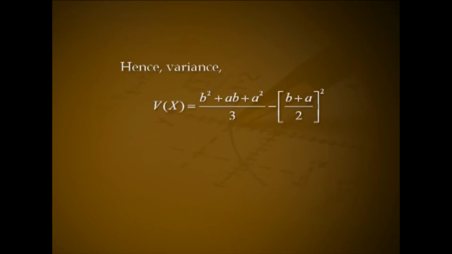Hence, variance V(x) equals (b² + ab + a²) all divided by 3 minus ((b + a) by 2) the whole square, that is (b² − 2ab + a²) all divided by 12, that is (b − a) the whole square divided by 12.